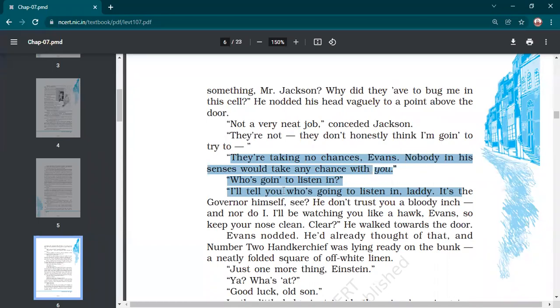No. Who's going to listen in? I'll tell you who's going to listen in, lady. It's the governor himself. See, actually, beta, what they are going to do, not only that thing, they have put up a telephonic wire and telephone, they have kept it over there. So they have kept the, you can say, receiver of the phone.